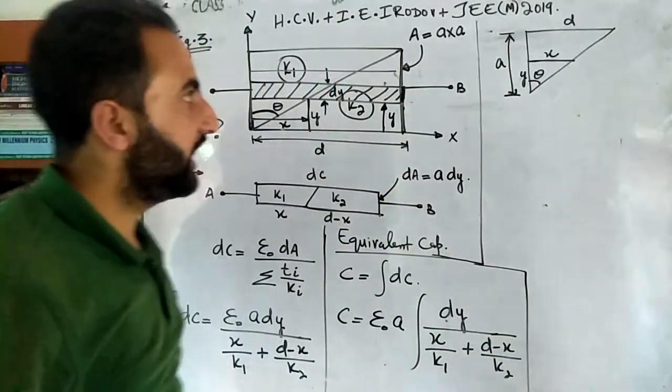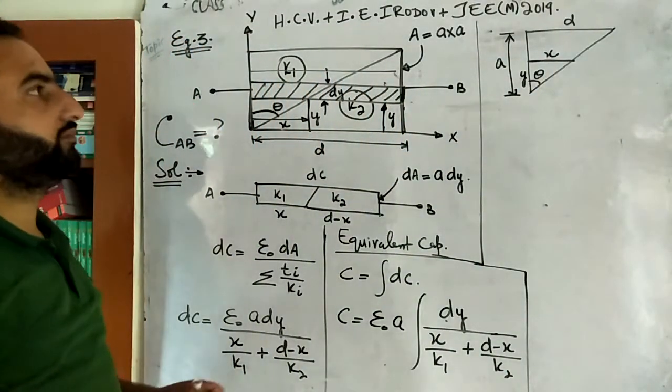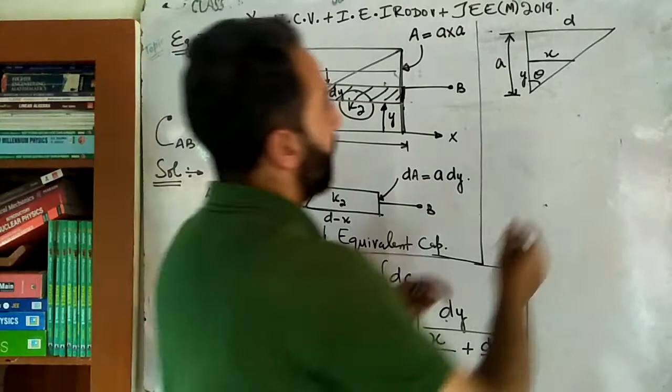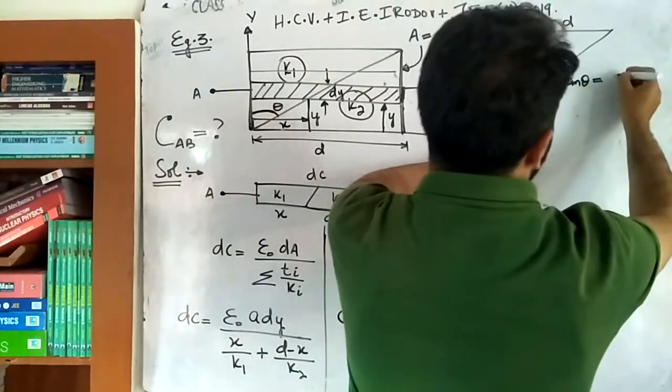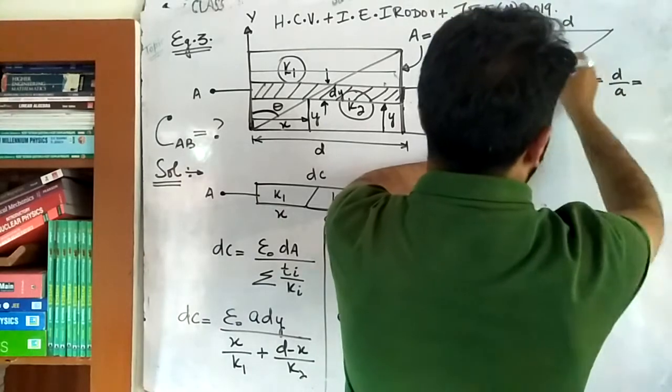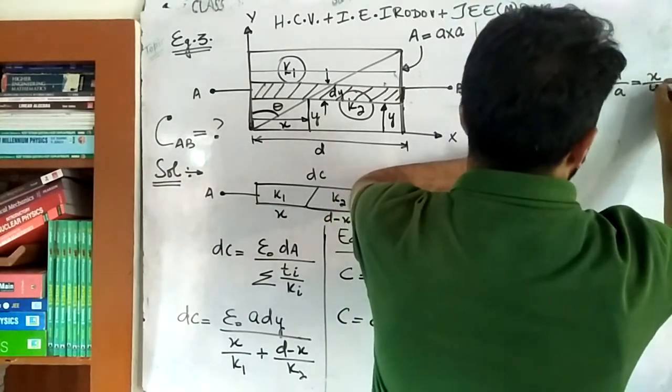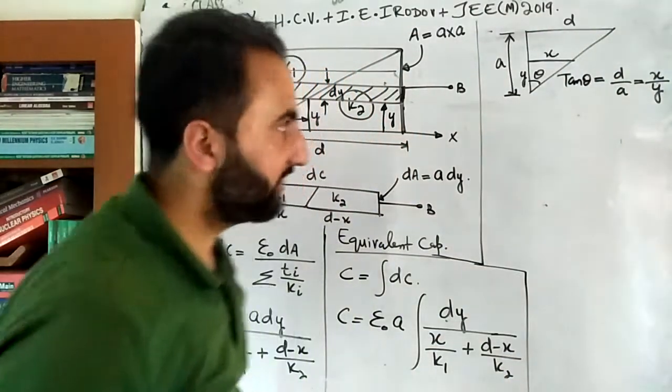So let's try to calculate. Let's try to find the relation between what and what? Between y and x. So I will try to calculate tan theta here. In the larger triangle, tan theta will be equal to d divided by a, and in the smaller triangle, it will be equal to x divided by y. Hence, we are able to derive a relation between x and y.